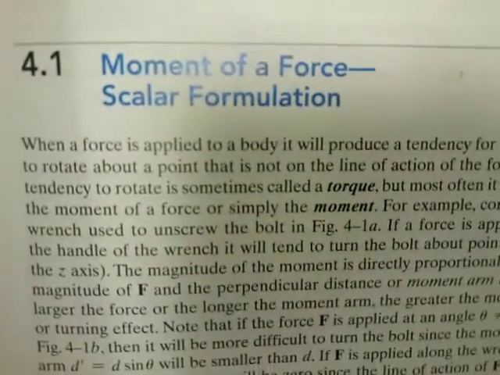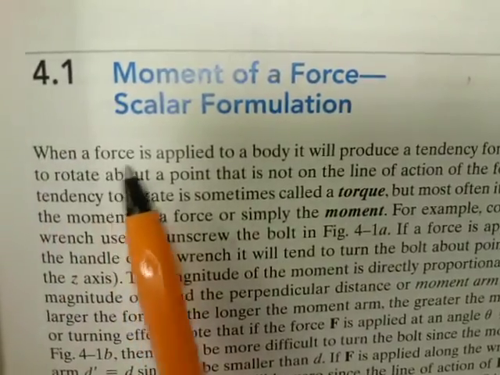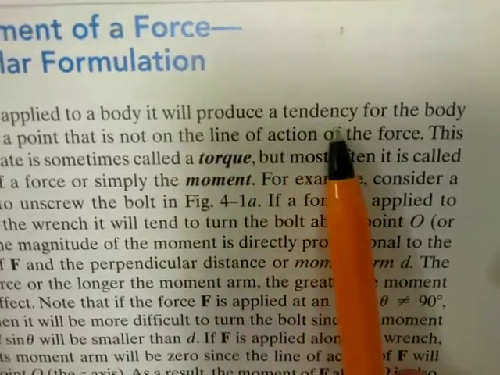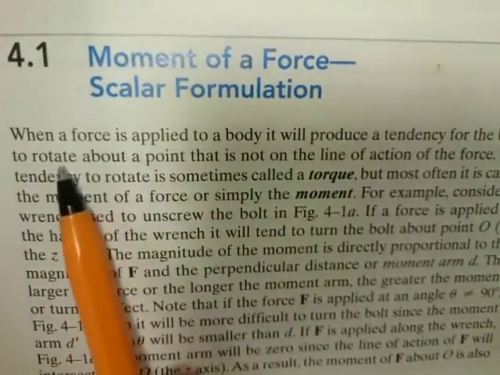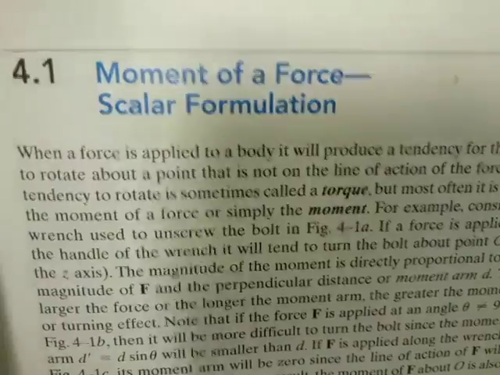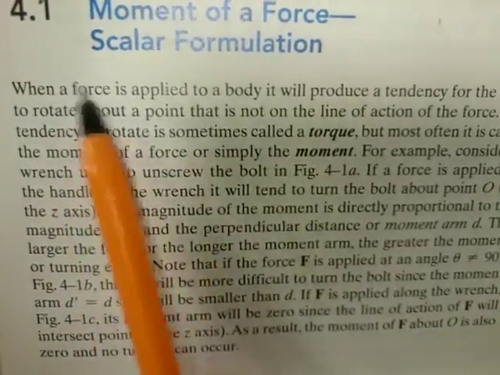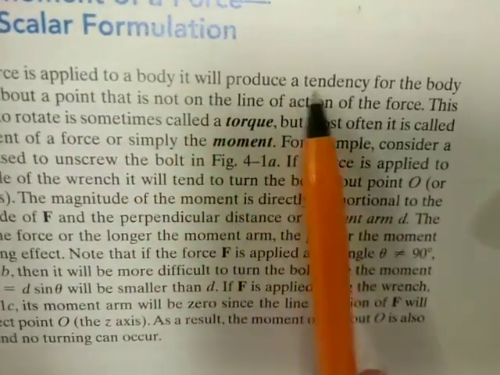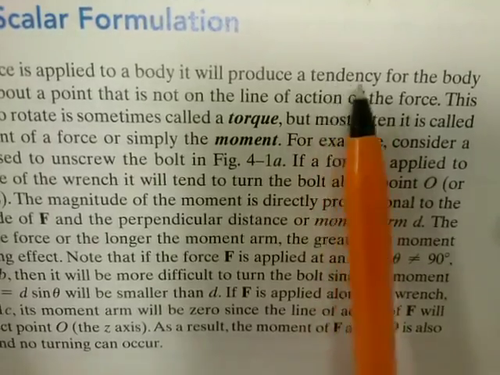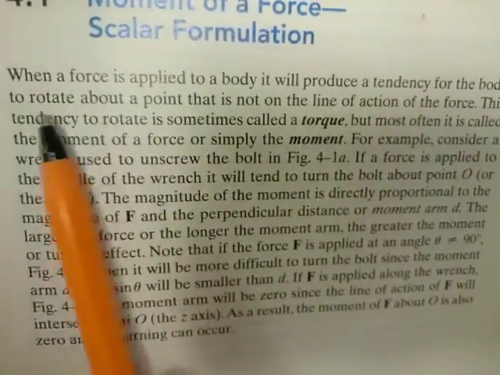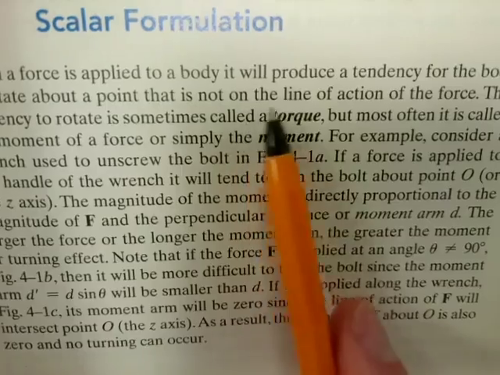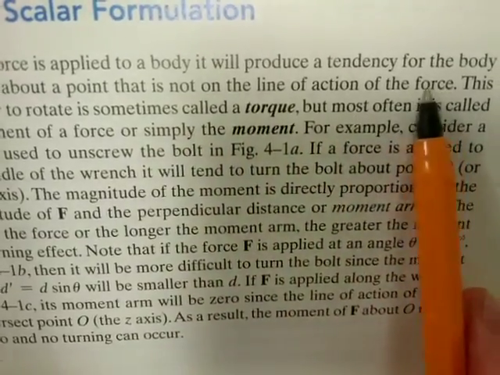It says here, when a force is applied to a body, it will produce a tendency for the body to rotate. Remember I said now we're going to look at the rotational effects of a force. So a force is applied to a body, it will produce a tendency. It not necessarily is happening, but it might be a tendency for the body to rotate about a point that is, what is it? Not on the line of action of a force.